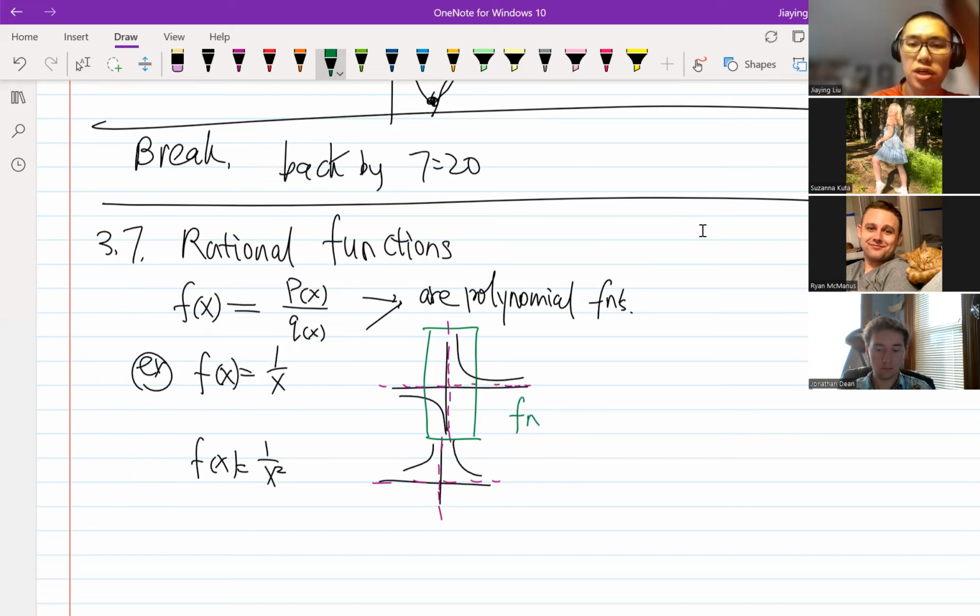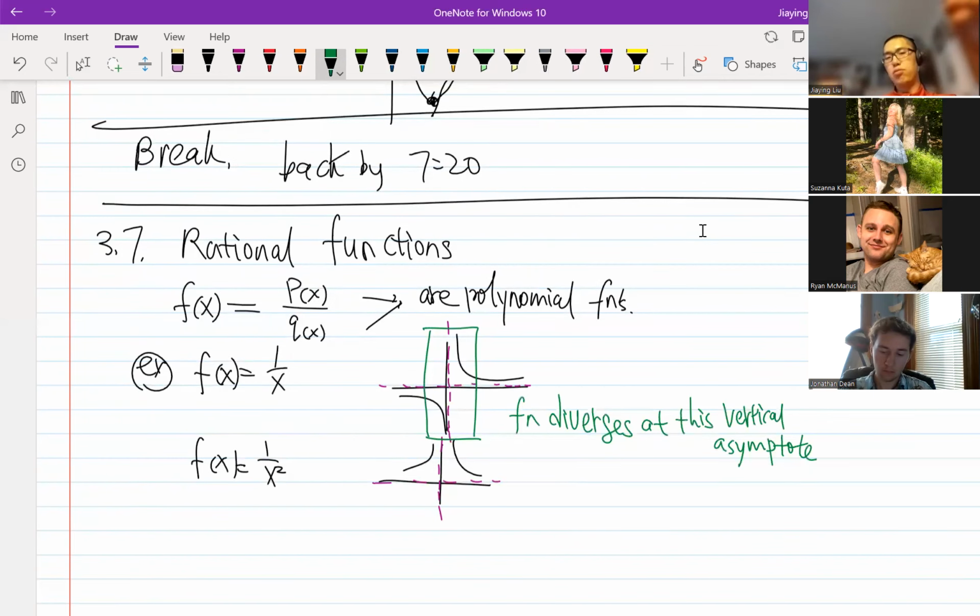So the function diverges at this vertical asymptote. It just means that they don't go in the same direction. They go in opposite directions. And in the second example, 1 over x squared, near this vertical asymptote, the y-axis, both ends go upwards together, right? So they converge.